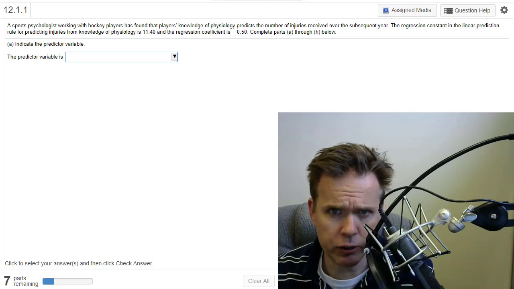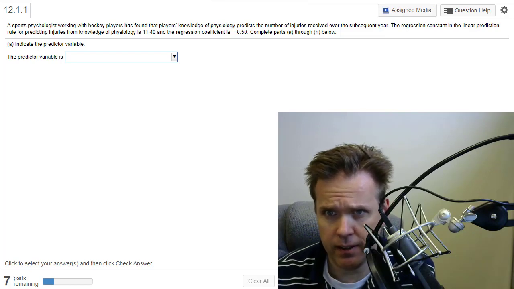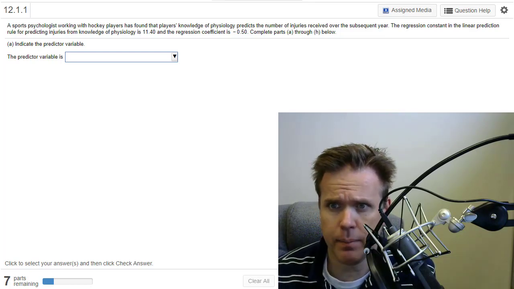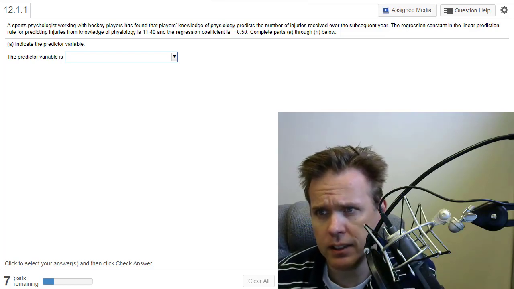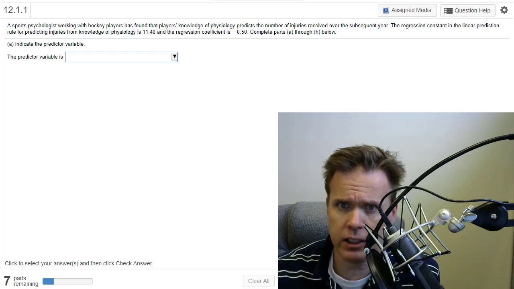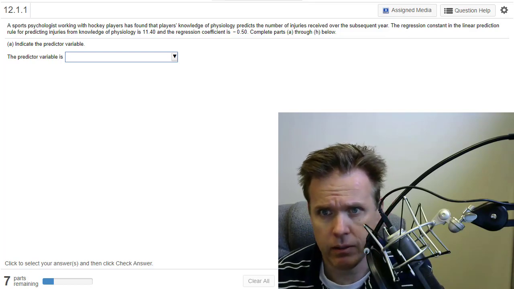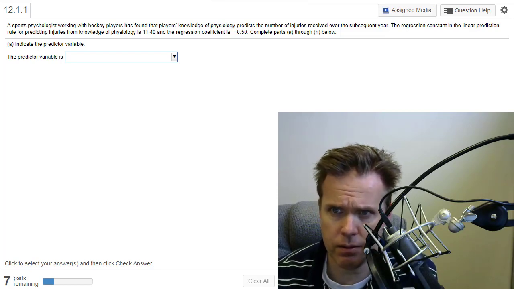A sports psychologist working with hockey players has found that players' knowledge of physiology predicts the number of injuries received over the subsequent year. The regression constant in the linear prediction rule for predicting injuries from knowledge of physiology is 11.40. The regression coefficient is negative 0.50. Complete parts A through H below.